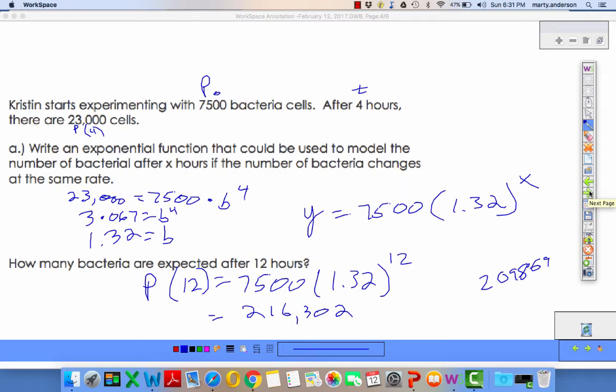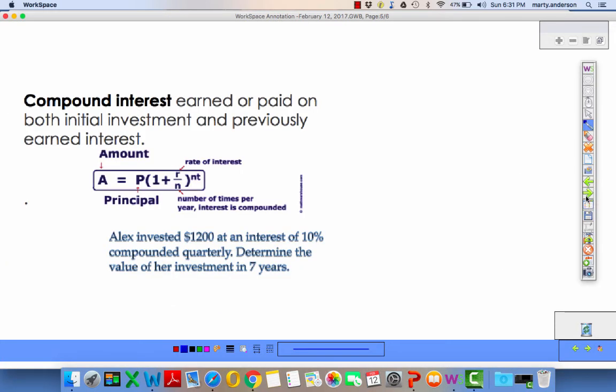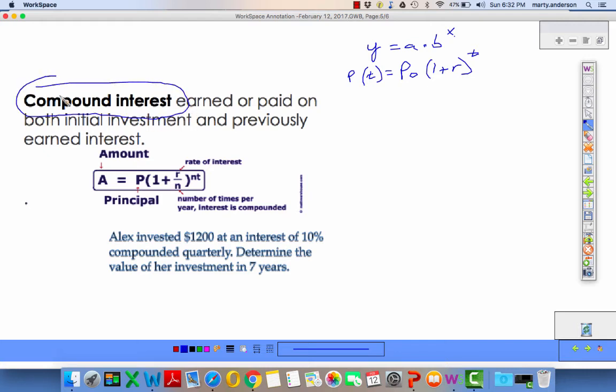Hopefully the y equals a times b to the x problems are all right for you. Now, don't get alarmed by this formula, because if you compare it to the two formulas that we just had, y equals a times b to the x, or population at time t equals initial population times 1 plus r to the t. Remember, these are the same formulas. Now we're going to add compound interest to the formula, and we're going to say amount at time t is equal to p times 1 plus r over n to the n times t.